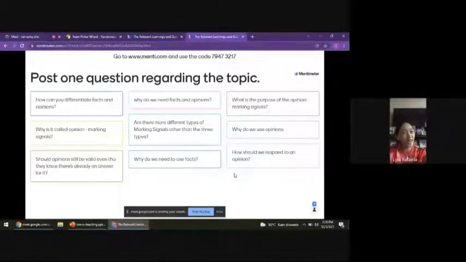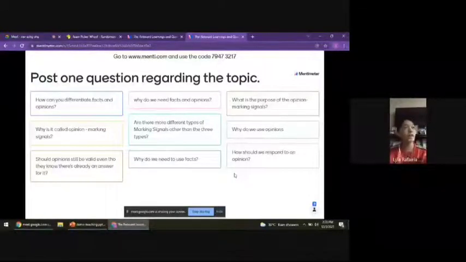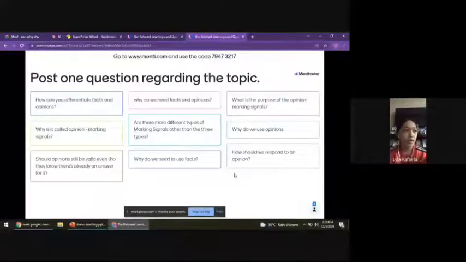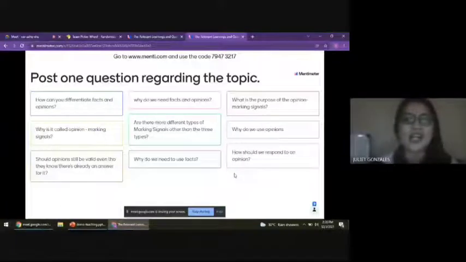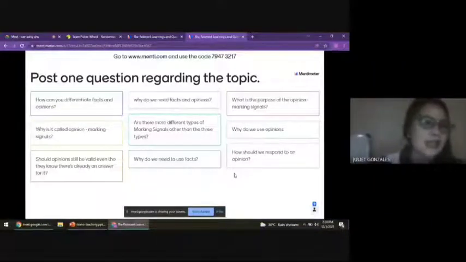Because facts can be verified, and you can find out whether they're true or not. While opinions are just reflections of what they have seen or heard from other people. That's correct. So by knowing the difference between facts and opinions, you will know whether that particular statement is subjective or objective. Next, what is the purpose of opinion marking signals? Let me ask DM.